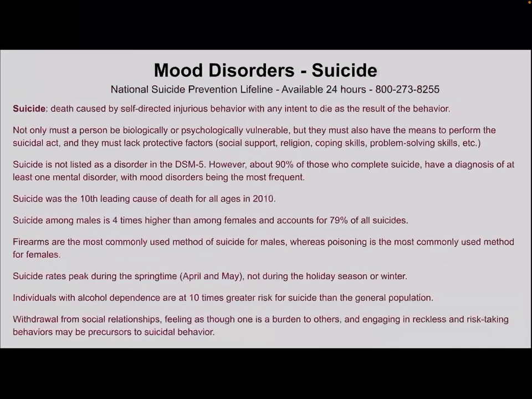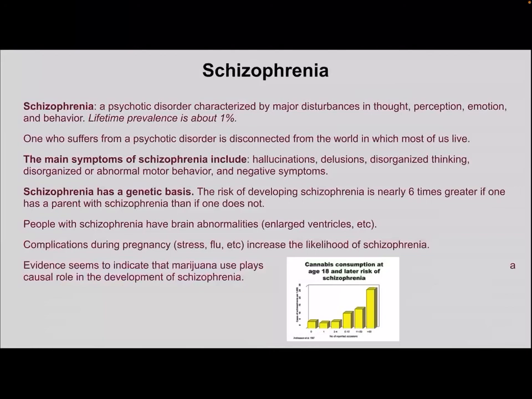And here's the important part at the bottom. All of this was important, but the most important part is some signs to look for, some reasons that you might want to call that number up there if you're worried about somebody you know. Some signs are withdrawal from social relationships, feeling as though one is a burden to others, engaging in reckless and risk-taking behaviors. If you're worried about somebody and they have these symptoms, you may want to reach out to them or reach out to the hotline. All right, moving on to schizophrenia.